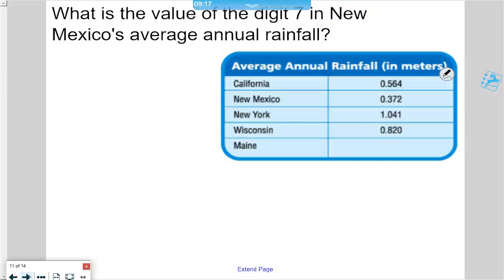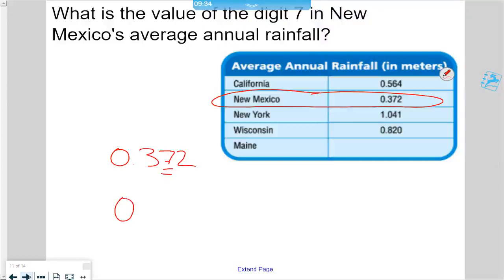What is the value of the digit 7 in New Mexico's average rainfall? Well, New Mexico is right here. So I have 0.372. It's asked me for this digit, so I'm going to go 0.07. They find that it is in my second decimal spot, so it is worth 7 hundredths.